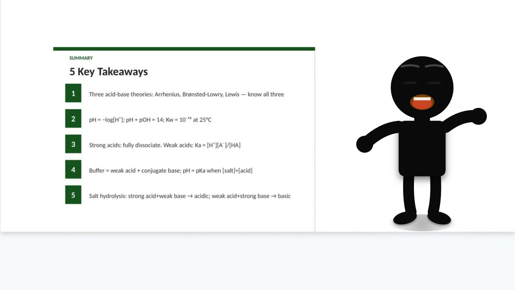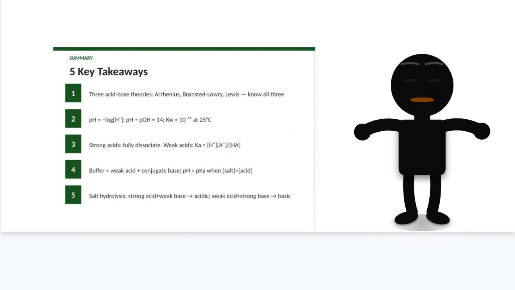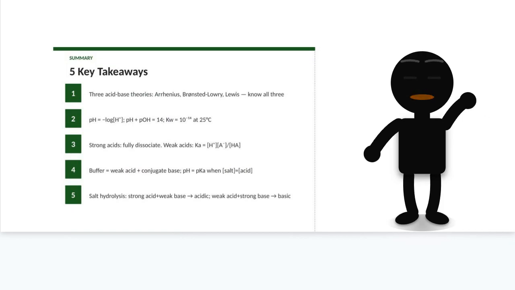Next up, C005 takes us into electrochemistry and redox reactions, where chemistry and electricity meet. See you there.